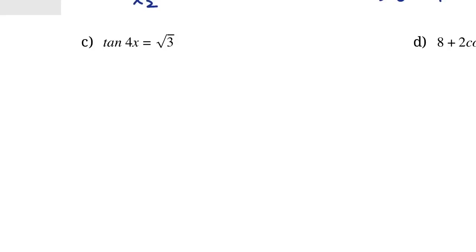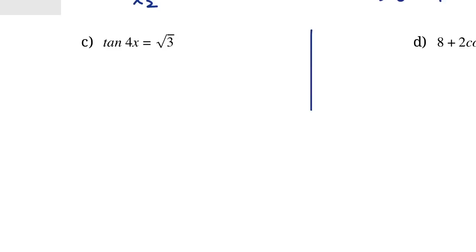So the next question actually looks sort of similar to our previous question, right? The previous question had us solve for tan x, which equals root 3. The only difference here is that we have tan 4x equals root 3. Now, how does this make the question any different?